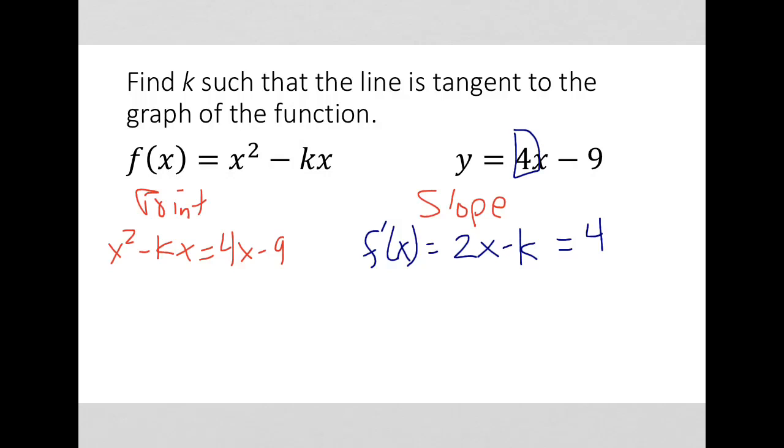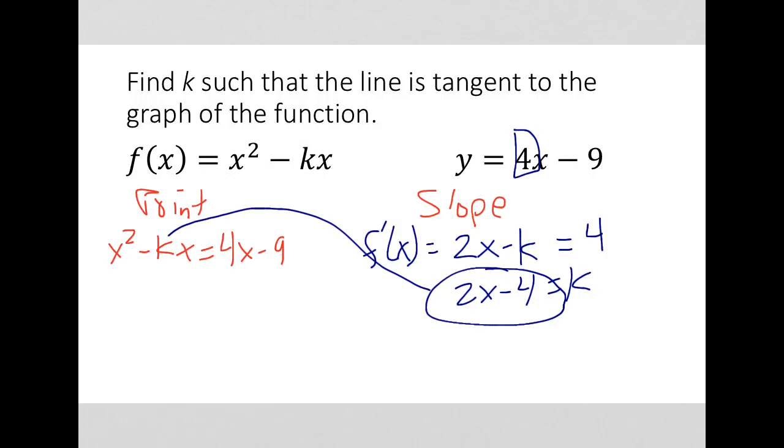So now I'm going to solve this second slope equation for k. So I'm going to get 2x minus 4 equals k. And now I'm going to take this whole expression for k, and I'm going to substitute it into this equation right here. So I'm going to get x squared minus k, which is in parentheses, 2x minus 4, close my parentheses, times x equals 4x minus 9.